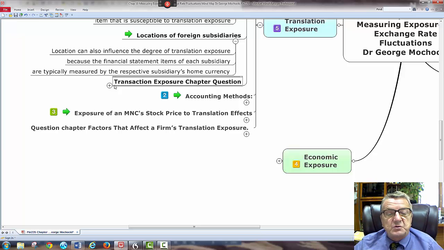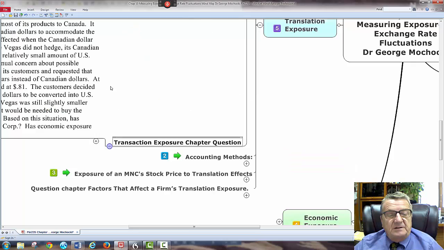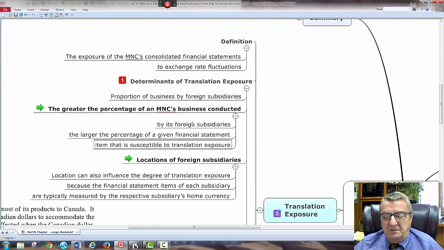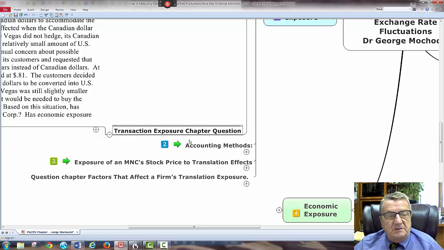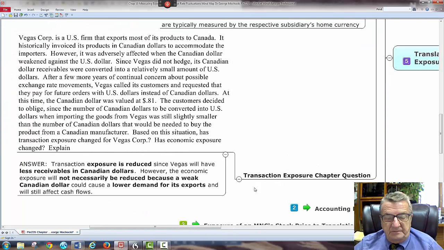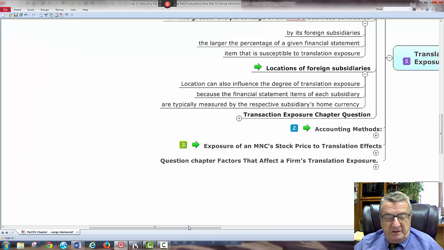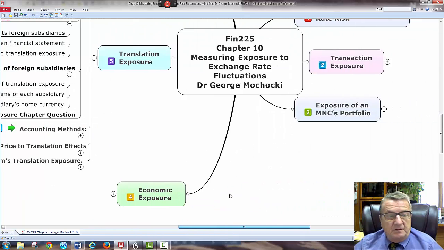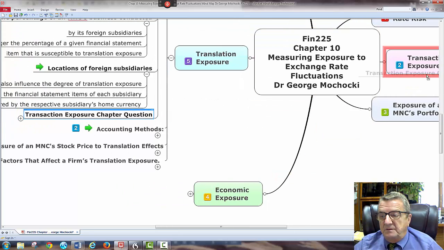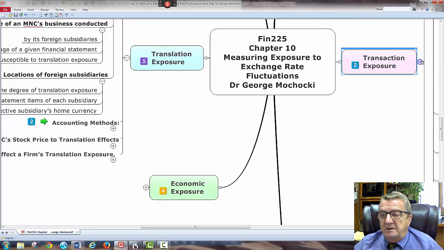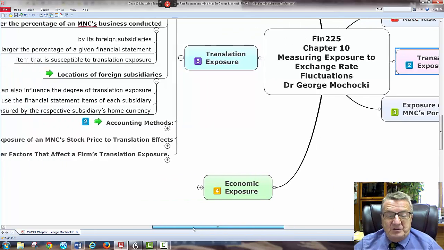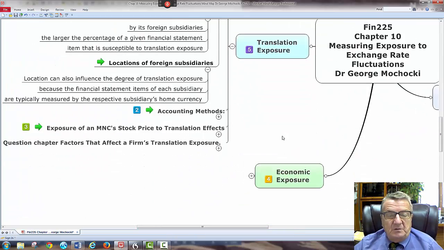Okay, translational exposure chapter question. I put that in here, and that should have been in this one here. Let's just leave that open; you can look at it. Let me close this. And this one here has to go over here. Okay? Let's see what I got. We'll do that next time. I'm not going to do it now. You can just look at the question. Okay, so we took care of that. We're all done on this.